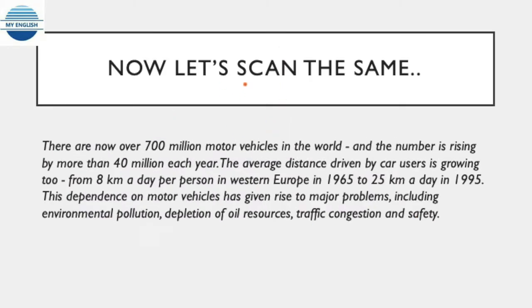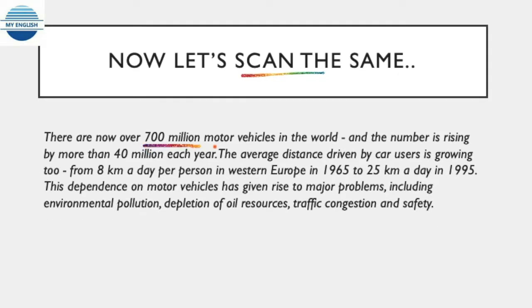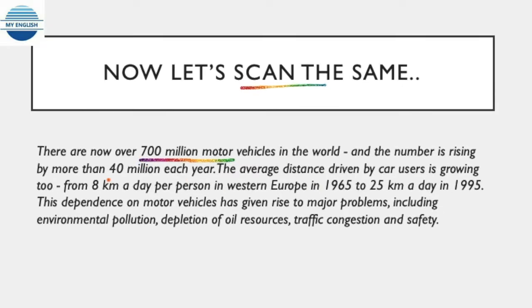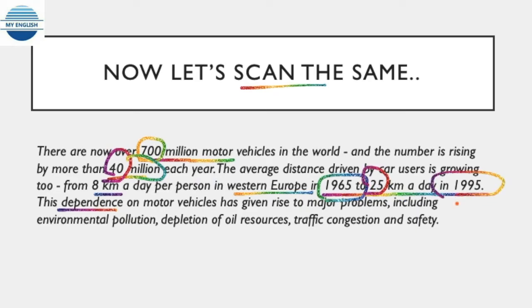Now let's scan the text. So when you're scanning, you're looking for numbers and names. So 700 million motor vehicles, increasing by 40 million each year. Then 8 kilometer a day, Western Europe 1965 to 25 kilometer a day in 1995. So some kind of comparison happening. Dependence on motor vehicles. Okay, so what I'm doing is I'm finding the numbers, I'm circling them. Even million is a number, so 40 million. 1965 is a number. 25 kilometer, 1995.